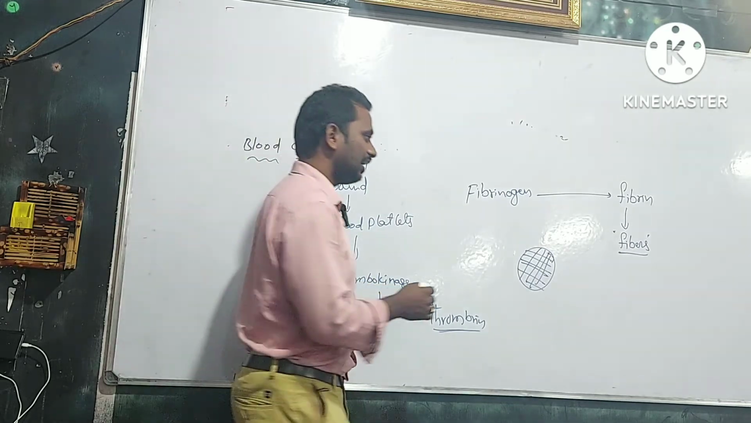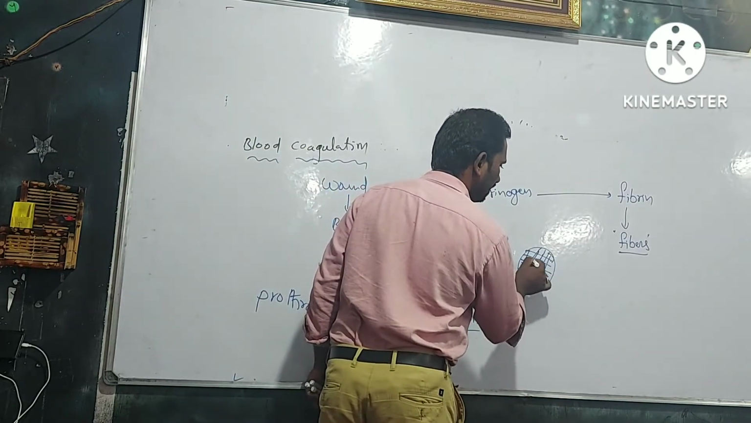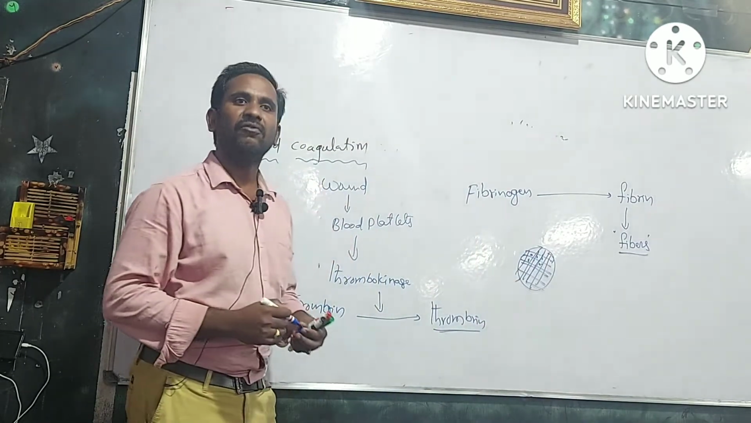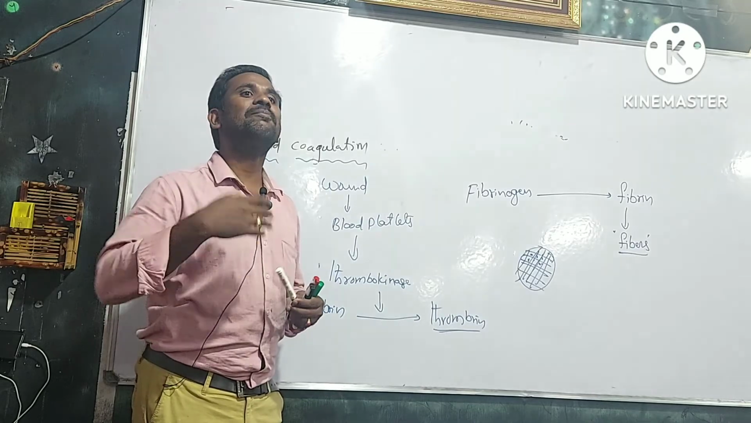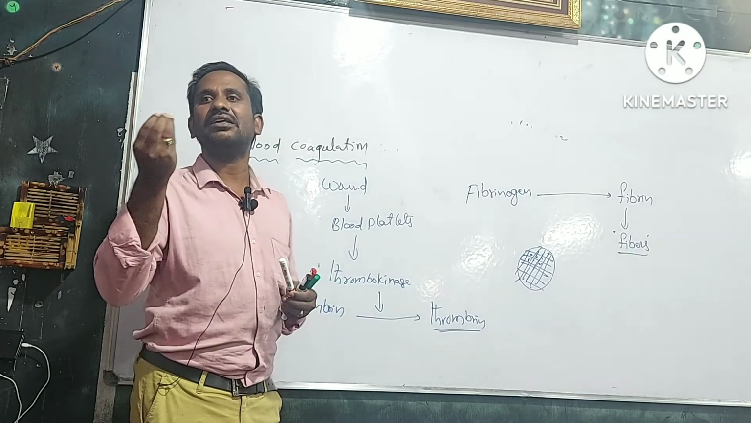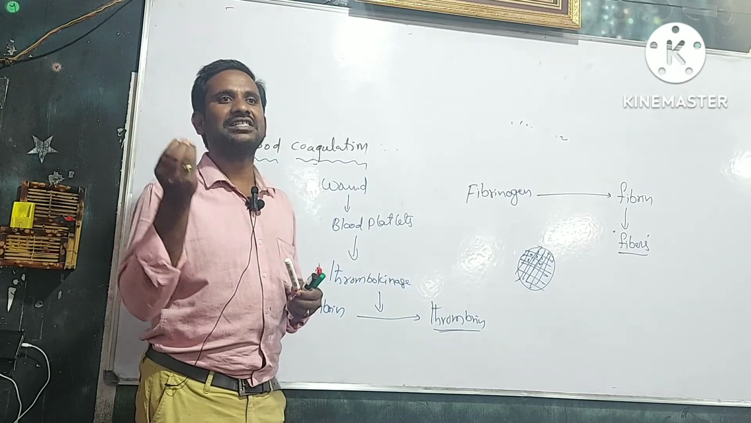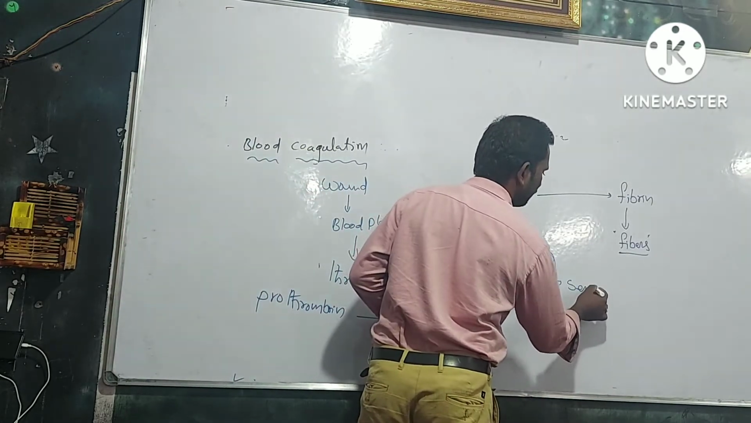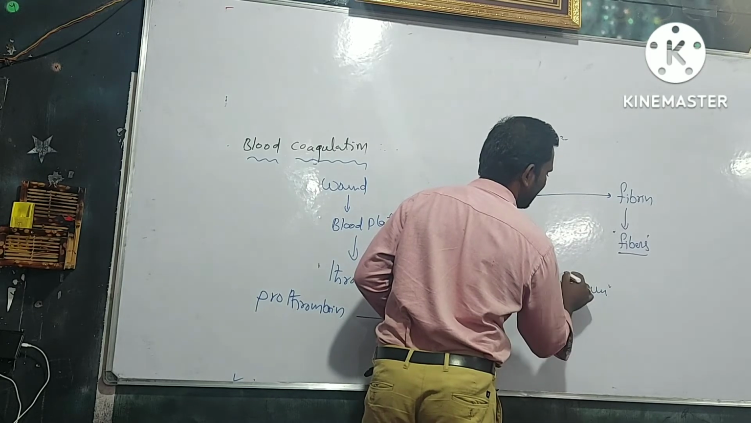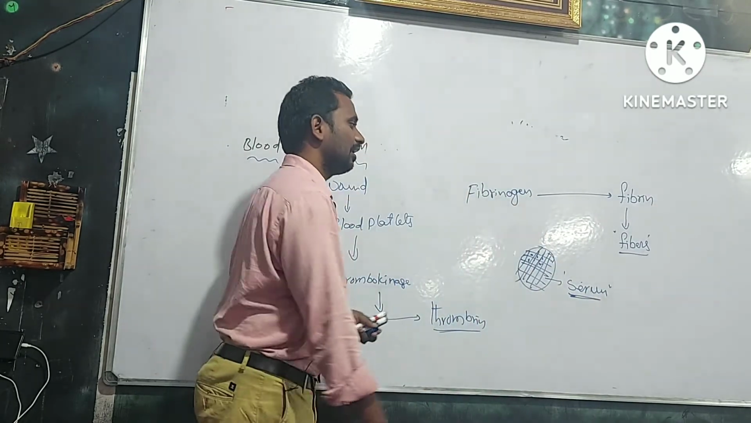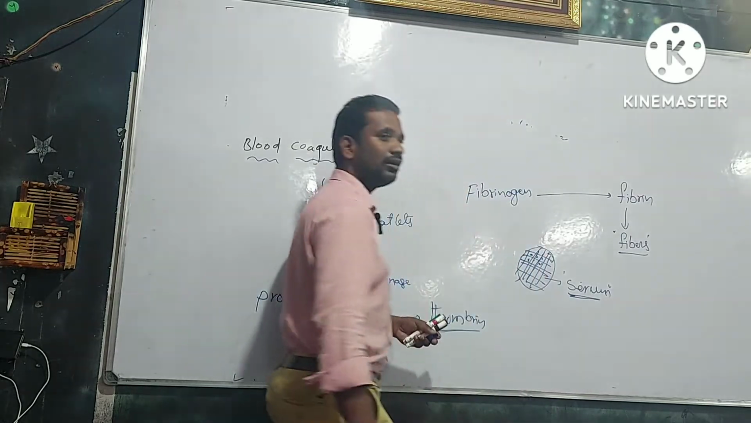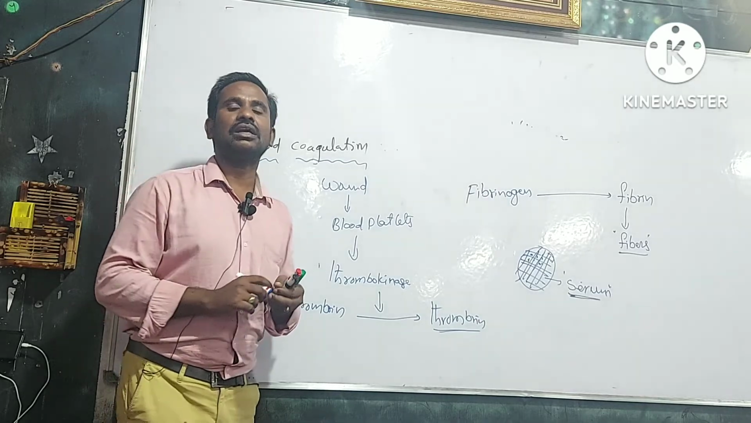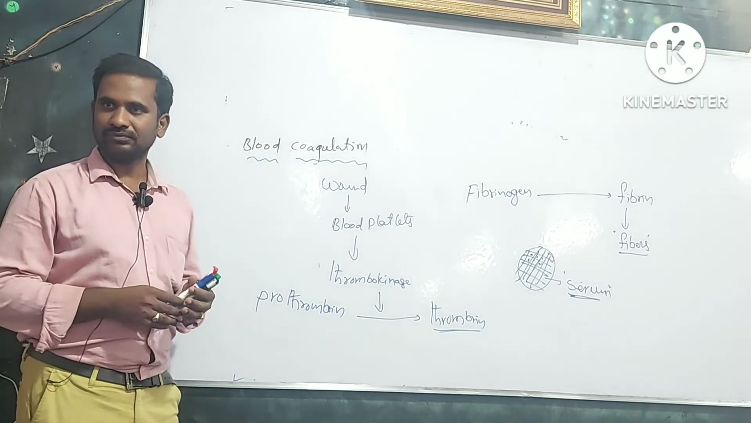Did you understand? So it is the most important one. Here all the blood cells will accumulate and cover the wound. After the blood clotting, we can observe a fluid on the surface of the wound, that is known as serum. Very important. This is the way we get blood clotting in our body.